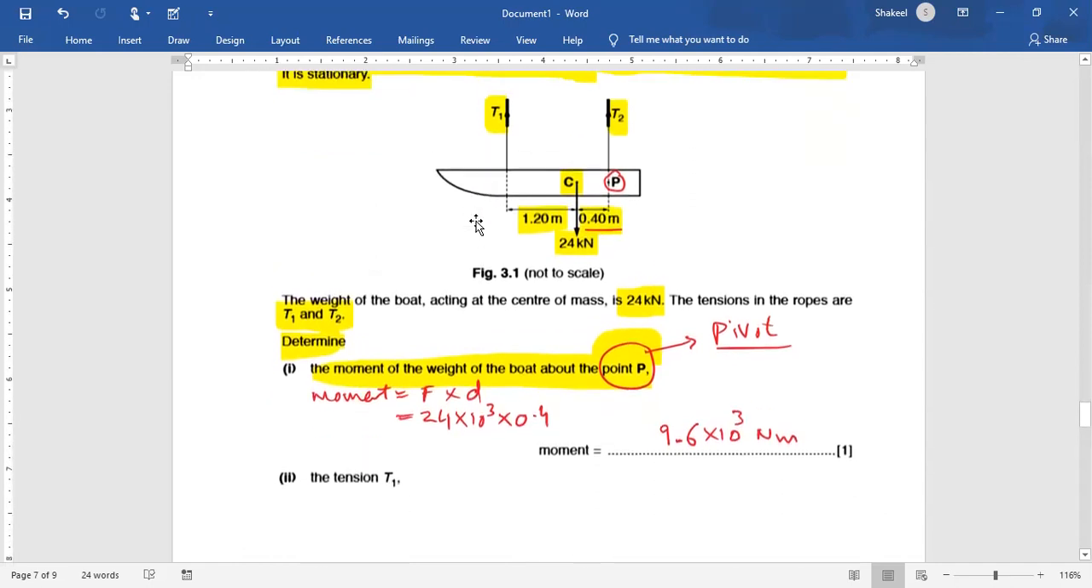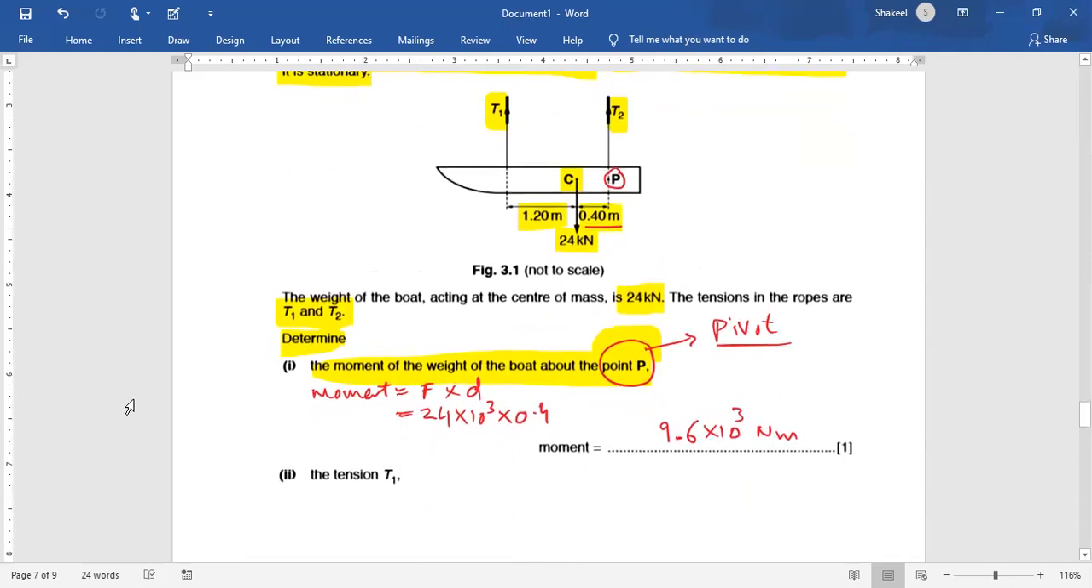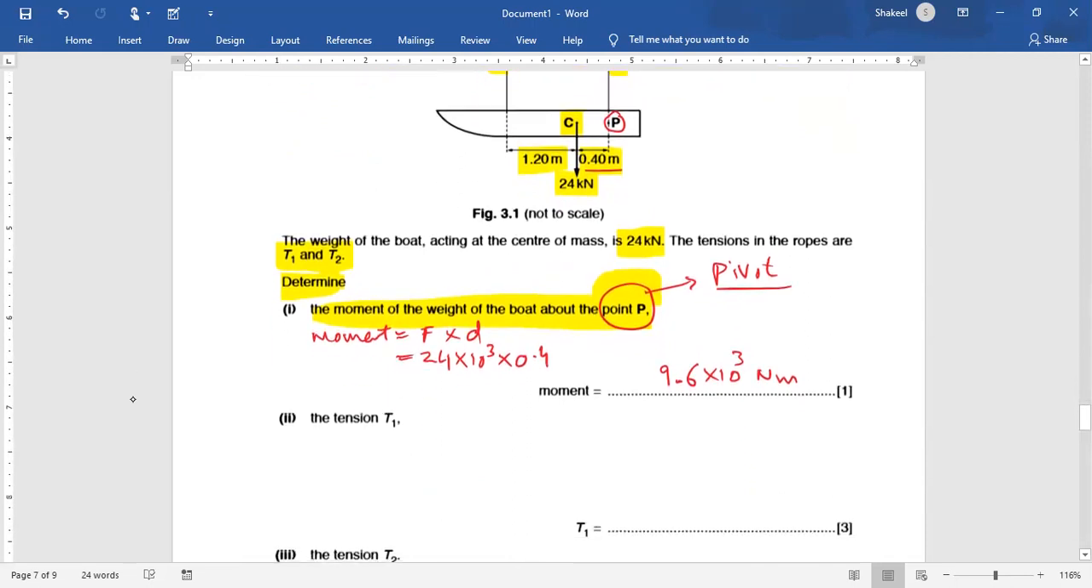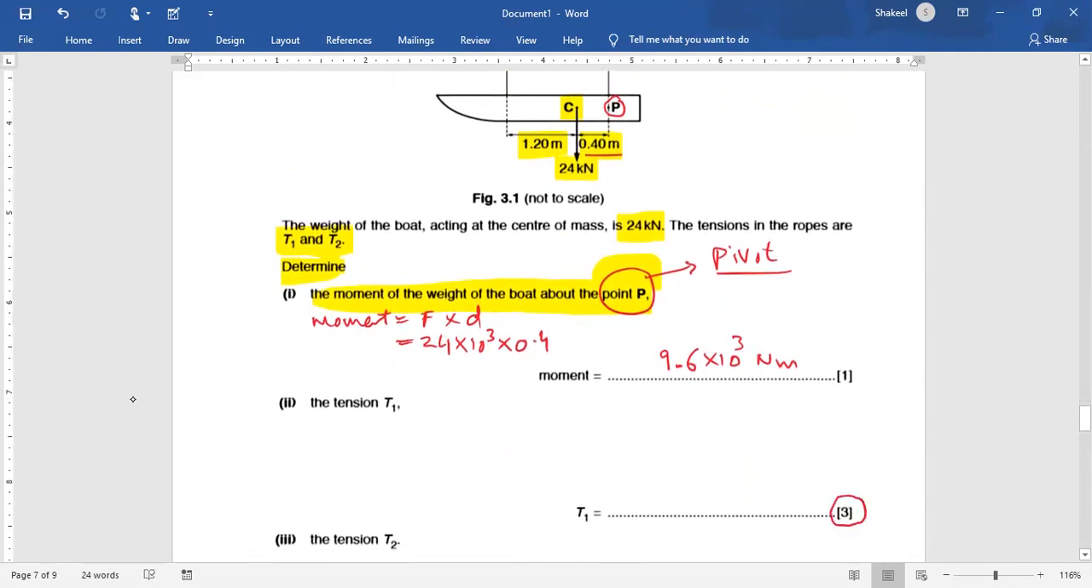The tension T1. Now you have to find the tension T1. Okay, so this T1 is to be determined. As they said that the boat is stationary. It is written over there, the boat is stationary. It means you have to apply principle of moments over here. Because it is a 3-mark question, definitely you're going to apply principle of moment over here.